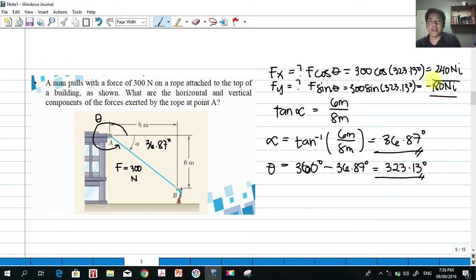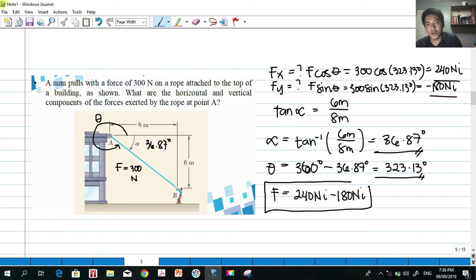Let's take a look at the signs of Fx and Fy. This force is actually in the fourth quadrant. So its x should be positive, correct? And its y should be negative. Correct. Then, the force is actually 240 newtons i minus 180 newtons j.